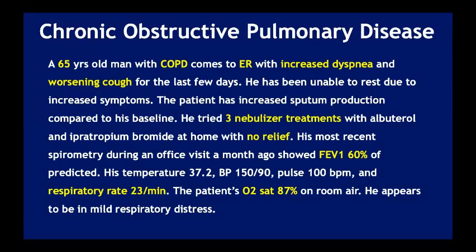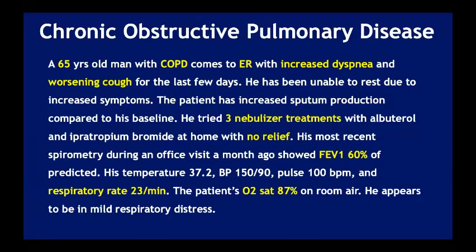What are the keywords that we will be looking for? First of all, the risk factors. In any case, you have to look at the risk factors. What are the risk factors for this patient? He's 65 years old, he's a male, he's a smoker. They told you that he already has a diagnosis of COPD and comes to the ER. ER is a hot setting, so that's an emergency case. Presentation: increased dyspnea and worsening cough for the last few days.